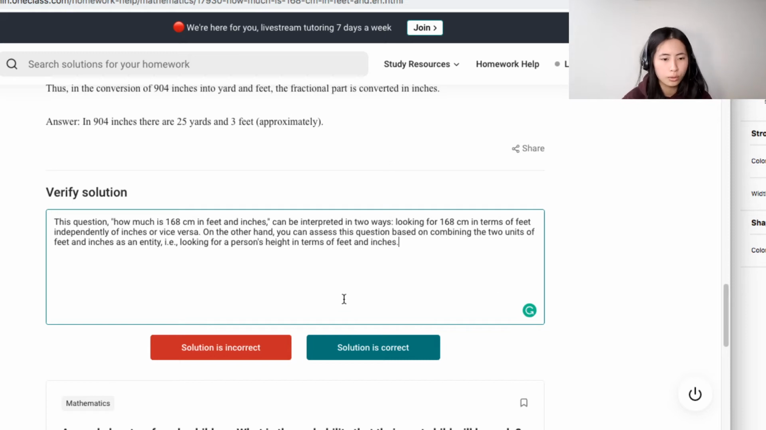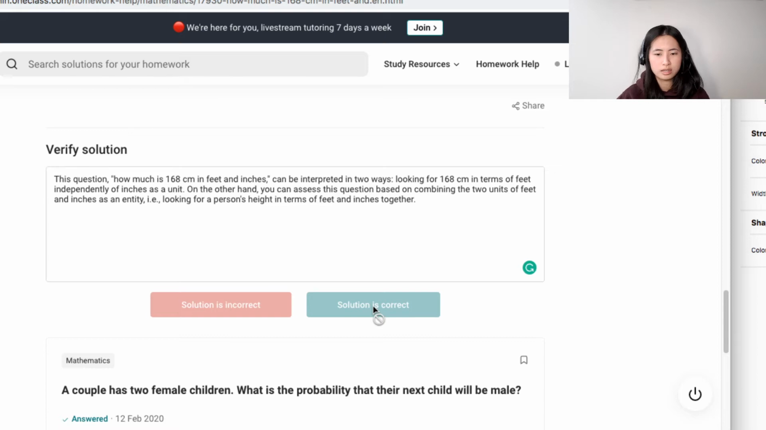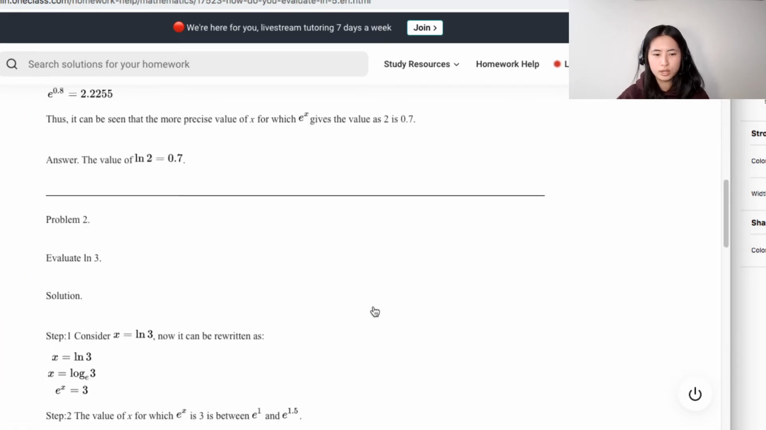Okay, great. So that's my comment, right? There's two ways you can interpret this question. Looking for 168 centimeters in terms of feet independently of inches as a unit, or vice versa, as a unit. On the other hand, you can assess this question based on combining the two units of feet and inches as an entity, right? Looking for a person's height in terms of feet and inches together. Okay, great. Solution is correct. Great. So we finished that question.